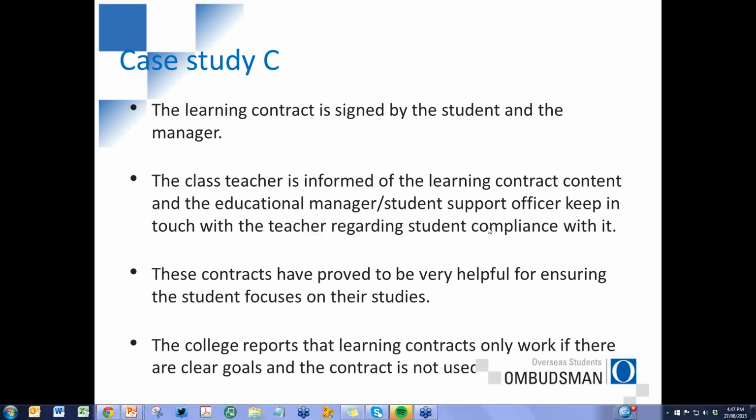So in this college, the class teacher is informed of the learning contract content, what's been agreed, and the educational manager or the student support officer keep in touch with the teacher regarding student compliance with it. And for this college, they noted that these contracts have proved very helpful for ensuring that students focus on their studies, but only where there are clear goals and the contract is not used as a punishment.